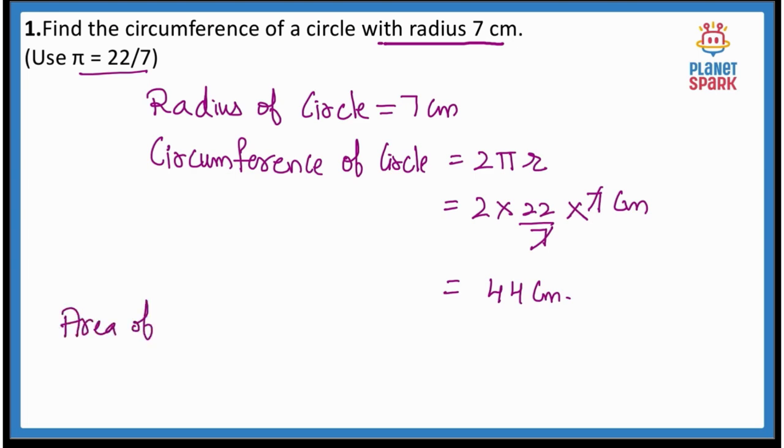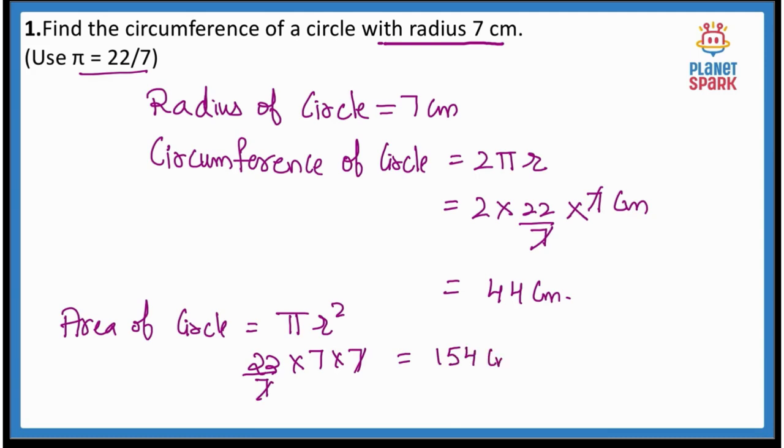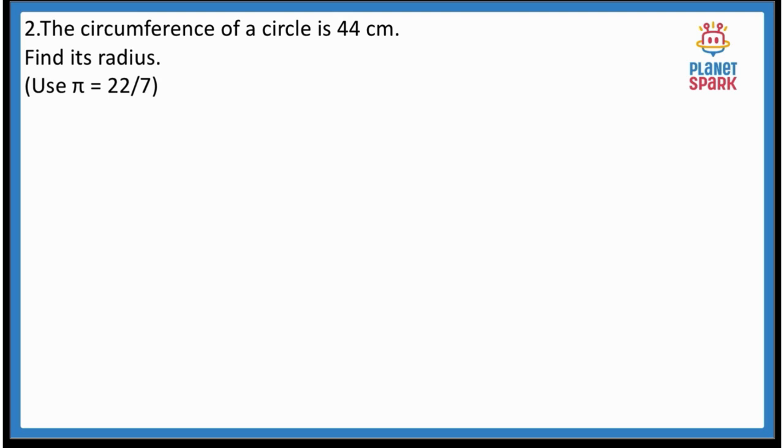We have to find out the area of the circle also. The formula for area of the circle is pi r square. Pi is again 22 by 7, r is 7 into 7. So 7 and 7 will get cancelled and 22 into 7 is 154 centimeter square. Just remember that for area, the unit is square units, and for perimeter it is just centimeter.